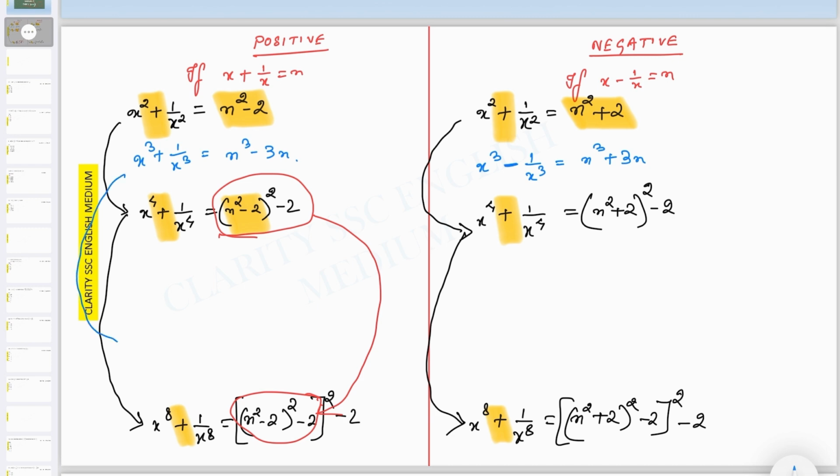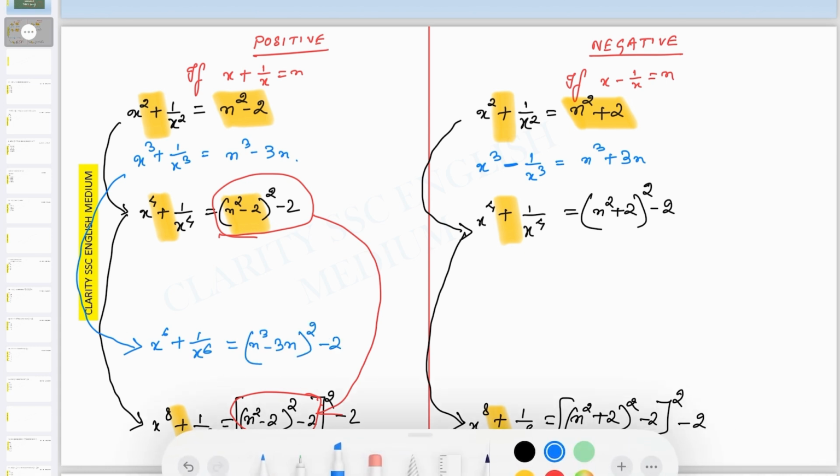Likewise, square minus 2. x to the power 6 plus 1 by x to the power 6. Since x to the power 6 is the square of x cube, so square minus 2. The whole expression will come here, (n cube minus 3n) whole squared minus 2. This expression will come here.